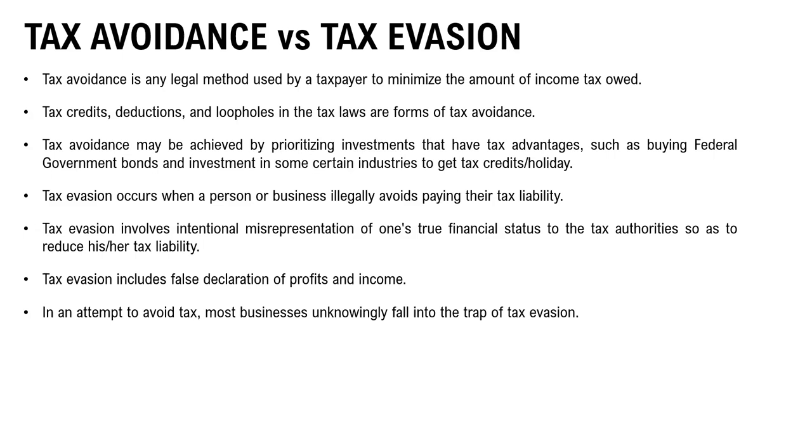So if you go through probably the Finance Tax Act, you go through the constitution, you go through the CAC files and a lot of things like that, then you can see how you can take advantage of all these things, right? Then also, tax avoidance can be achieved by prioritizing investment in tax advantages. So like buying federal government bonds and investments in certain industries can get tax credit.